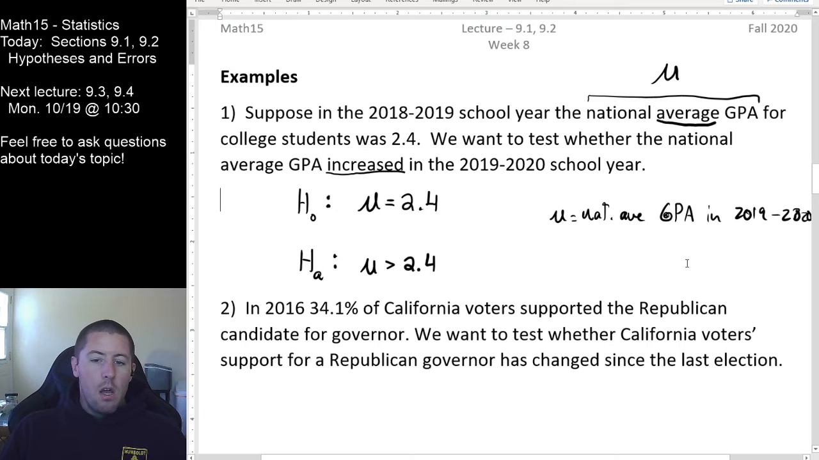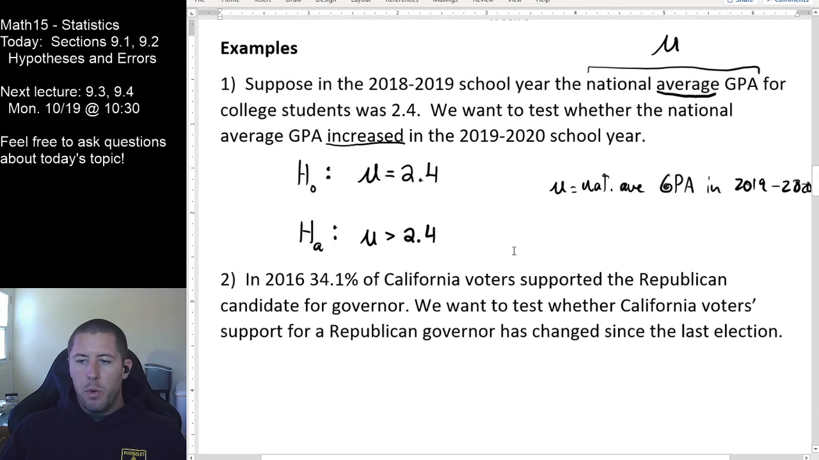But again, the point is, we have two competing hypotheses. We are always assuming that the null hypothesis is true until we have gathered sufficient evidence to reject it, or to just say, yep, we sampled them, looks like that's still about correct. So these are the two hypotheses that we are competing between. Again, notice real quick here that I knew that I was describing mu because I saw that we were talking about an average GPA, right?